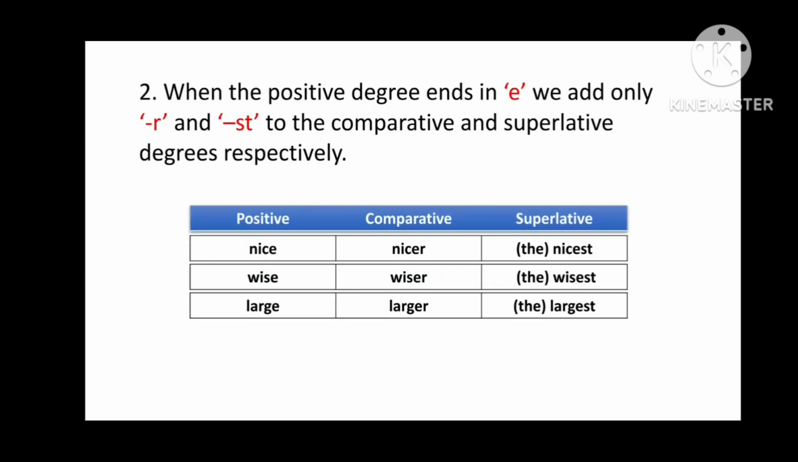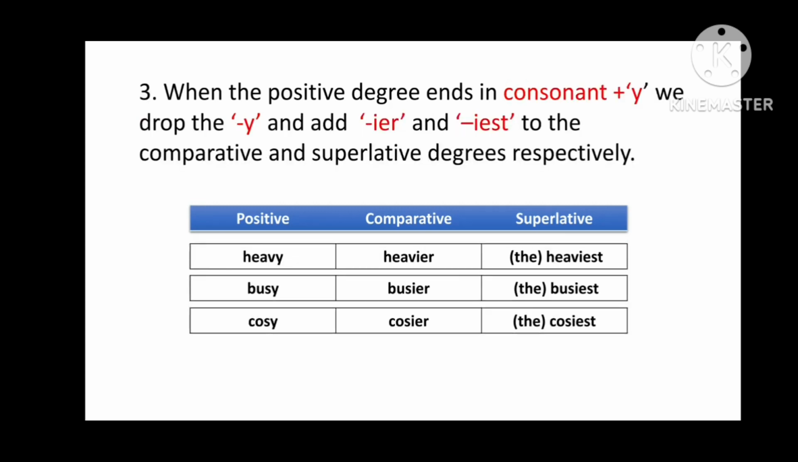Next rule, when the positive degree ends in E, we add only R and ST to the comparative and superlative degree respectively. To the comparative degree, we add only R, and to the superlative degree, we add only ST. Examples, nice, nicer, nicest. We have only added R to the comparative degree and ST to the superlative degree. Similarly, wise, wiser, the wisest. Large, larger, the largest.